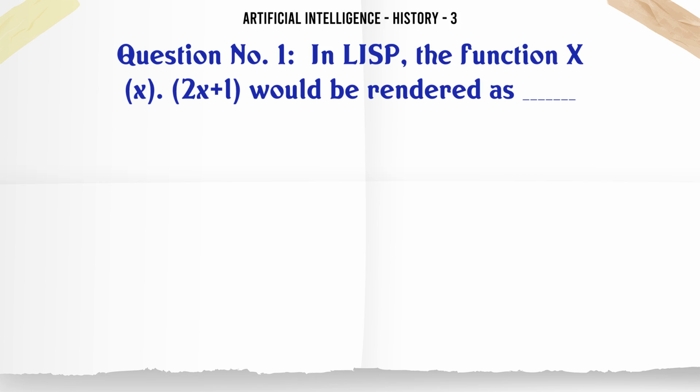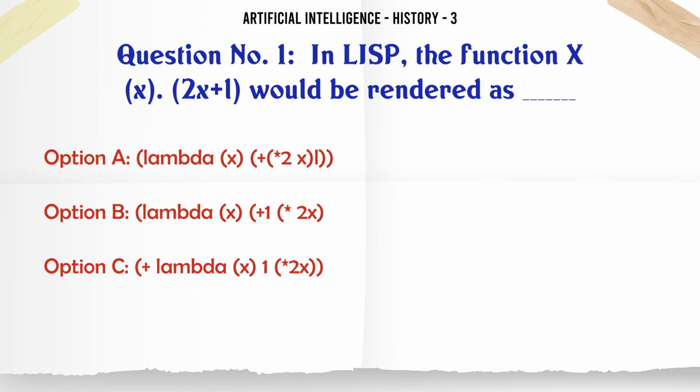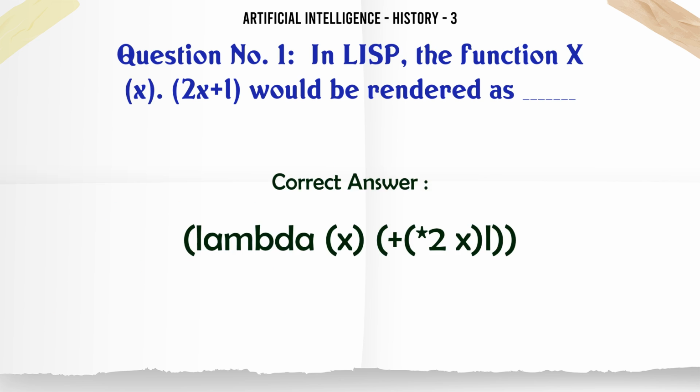In Lisp the function x to x 1 would be rendered as: A. lambda x 2 x 1, B. lambda x 1 2 x, C. lambda x 1 2 x, D. lambda x 2 1. The correct answer is lambda x 2 x 1.